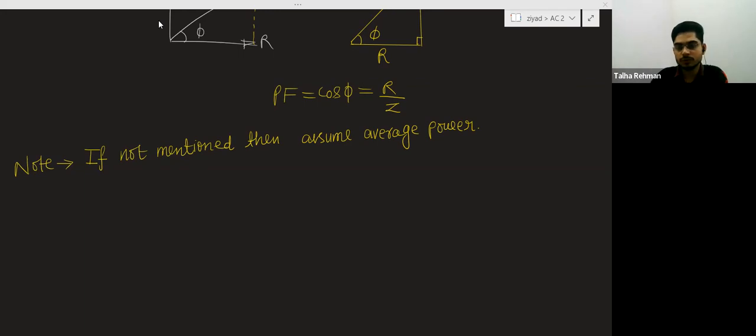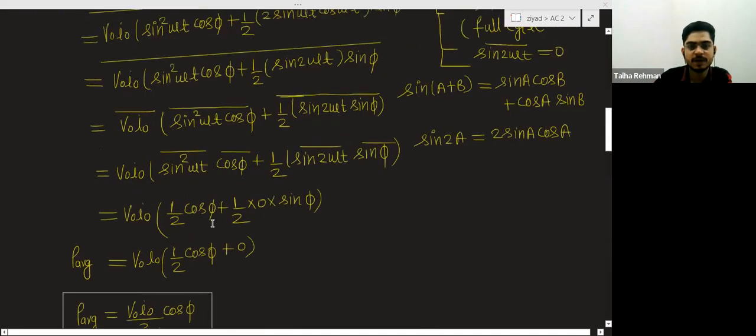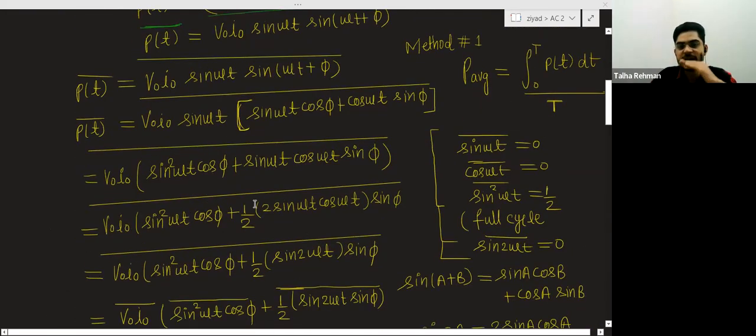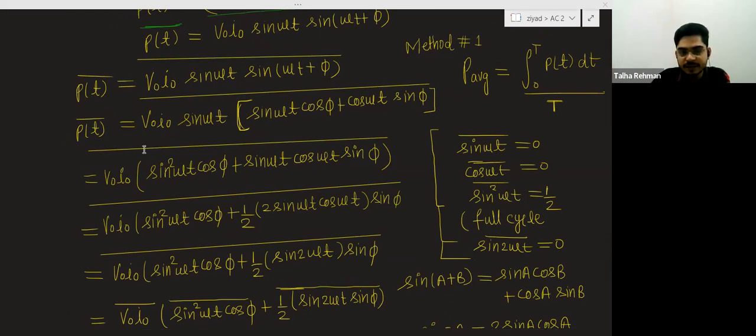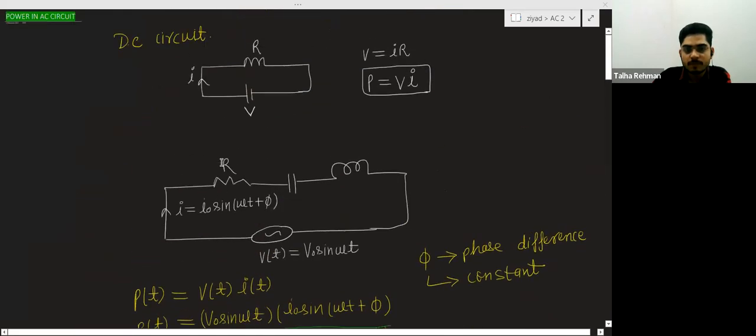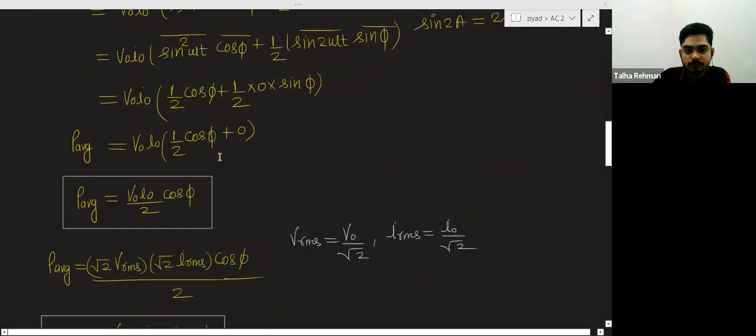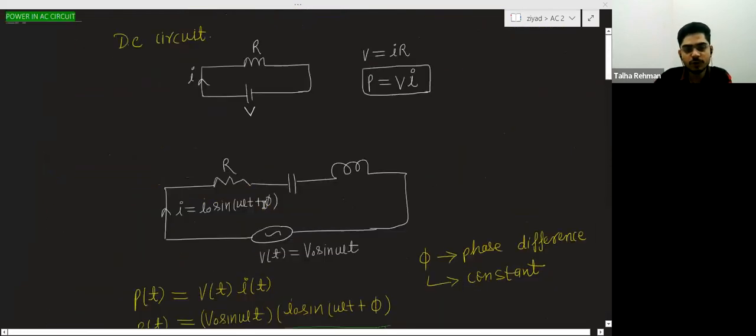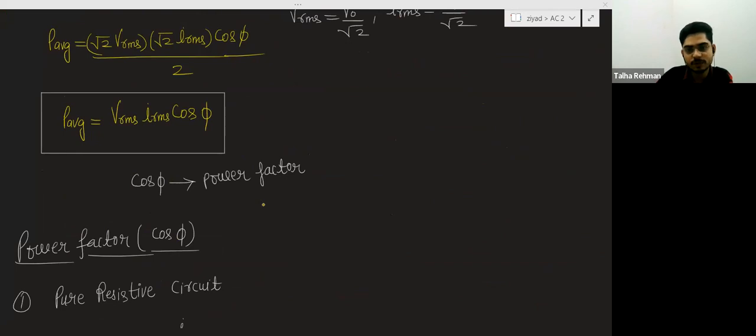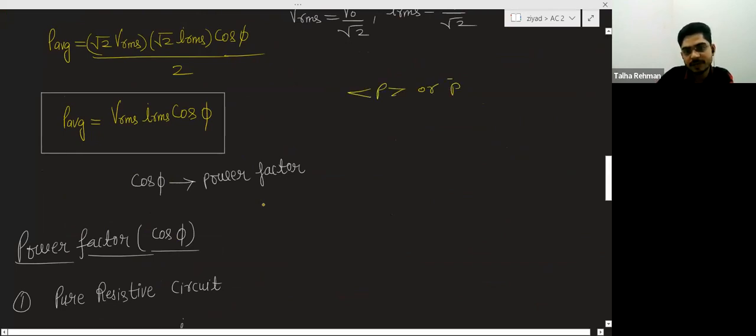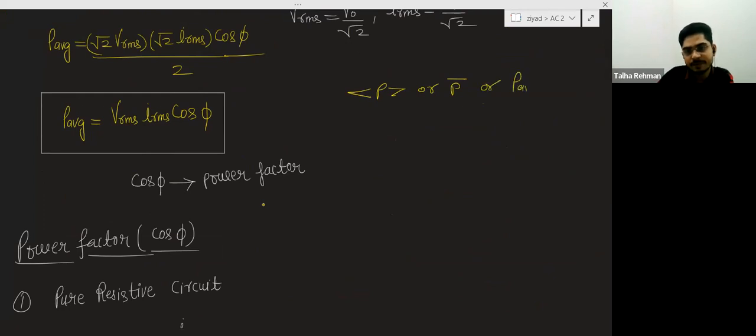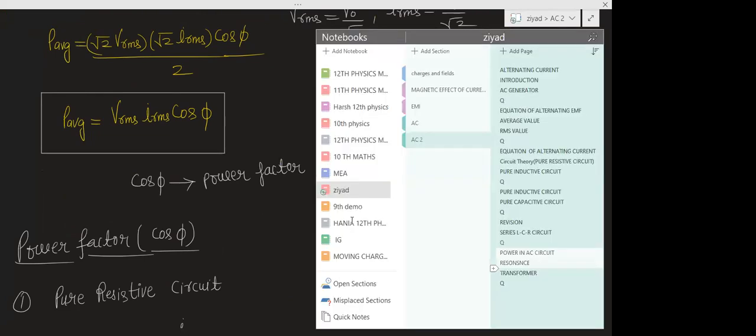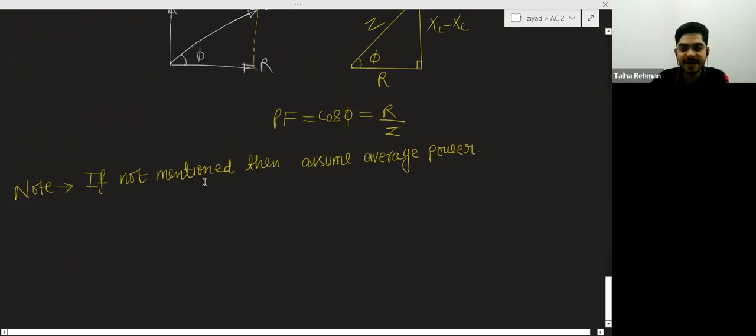Okay. So if somewhere the power is given and the circuit is AC, then what will you assume? Average power. Here also I have calculated the average power, because in an AC circuit we are interested in average power, and this is the sign of average. I told you how to denote the average. We denote average like this, or like this, or we can simply write P average. So keep this in mind: if not mentioned, we will assume the average power.